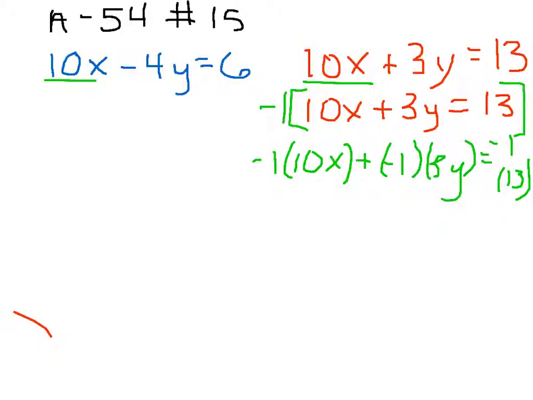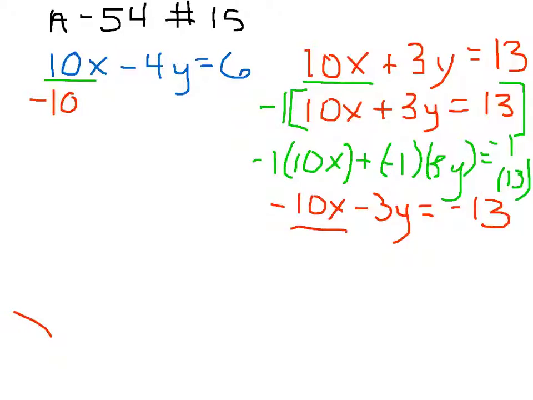And when I do that, -1 times 10x gives me -10x. -1 times 3y gives me a -3y. And then -1 times 13 gives me a -13. And now I'm really happy because I have a positive 10x and a negative 10x, and therefore, when I add these two together, I'm going to do exactly what I want, and that is to eliminate that variable. So I'm going to line them all up nicely. I get -10x minus 3y is equal to -13.